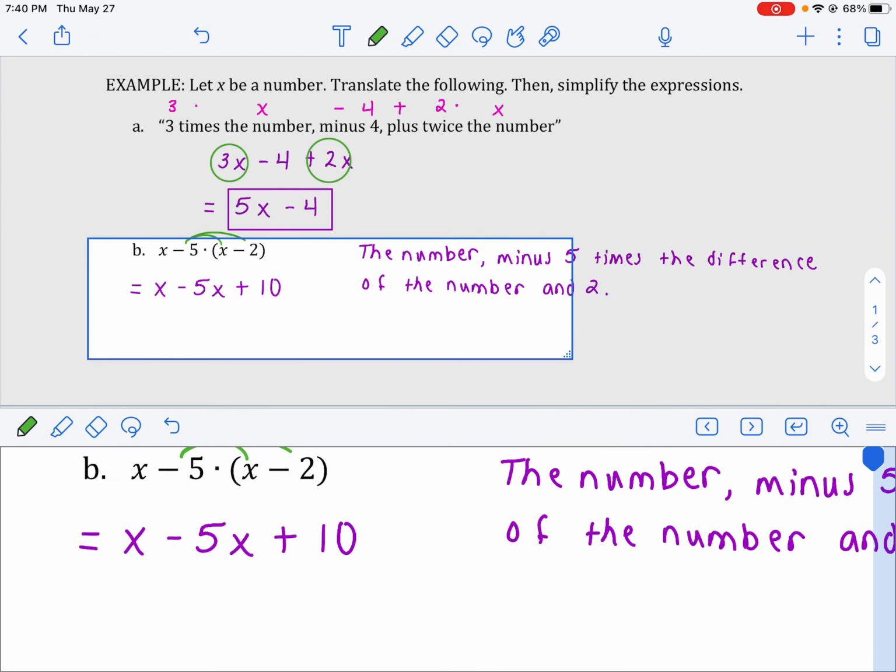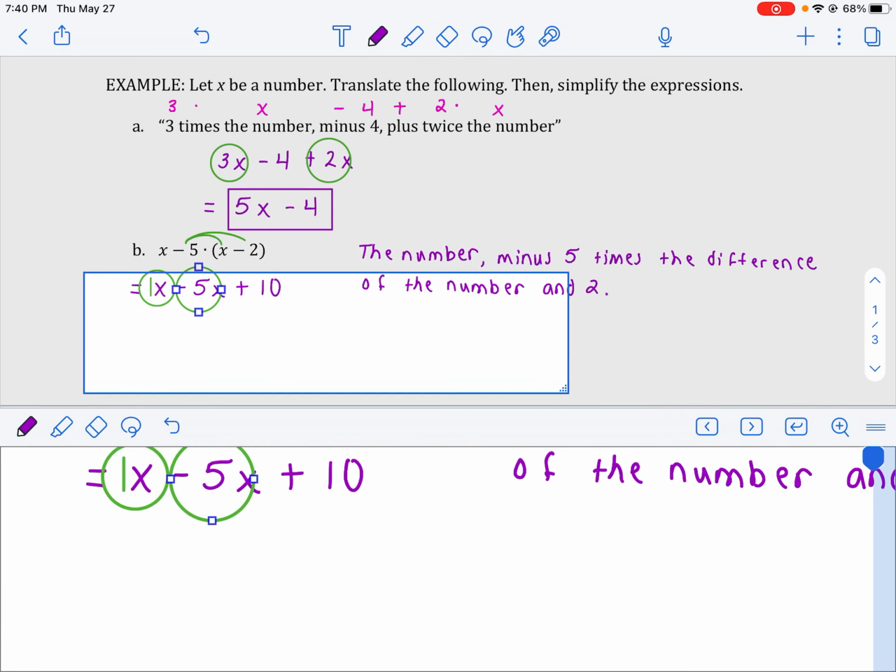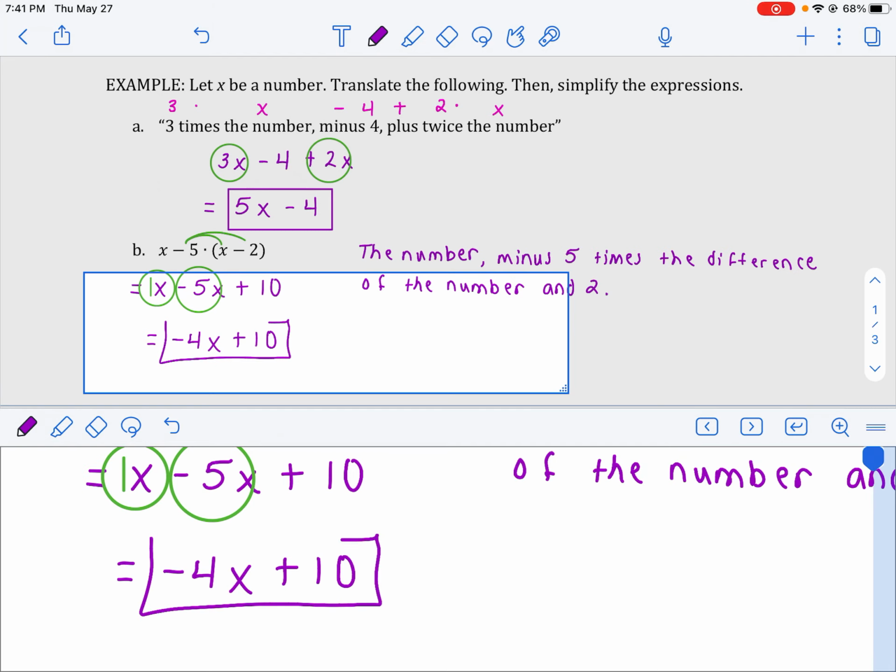We want to combine our like terms, so we've got an x here, and remember, there is a technical 1 there, and then we've got a negative 5x. And so if we take 1 minus 5, that gives us negative 4. So we've got negative 4x, carry down that plus 10, and we've now simplified it.